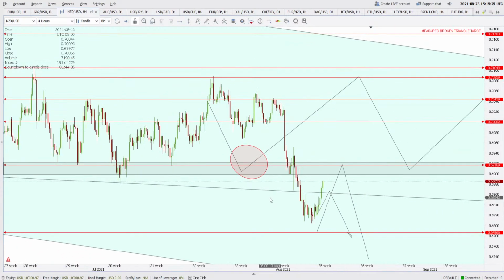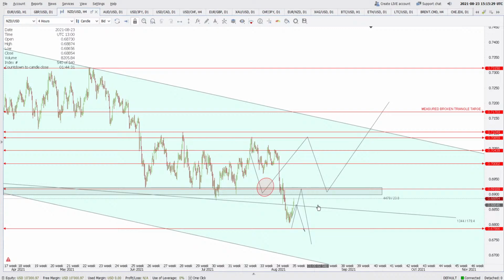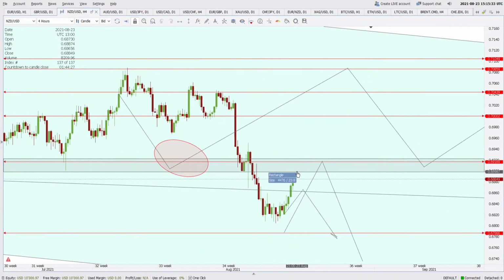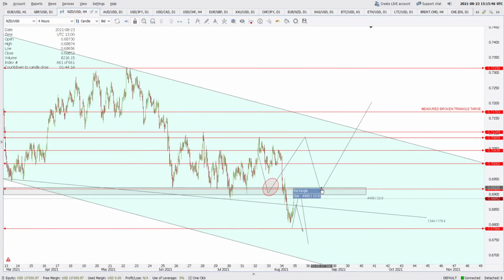Talking about the New Zealand dollar, okay, after a break below, the price has started its movement upward, but I am expecting this region of around 0.6898 to 0.6916 region or 0.6919 region to act as a good resistance for the price. So look for a selling opportunity in this market. This is a good market to sell now.